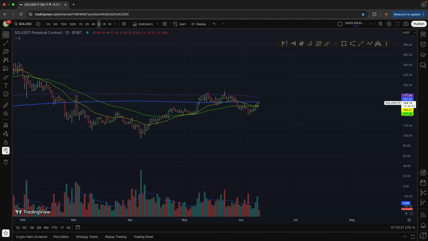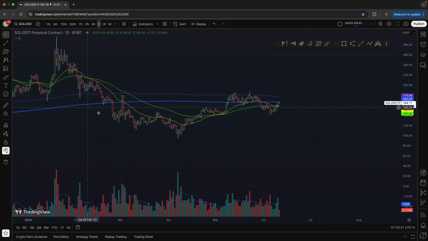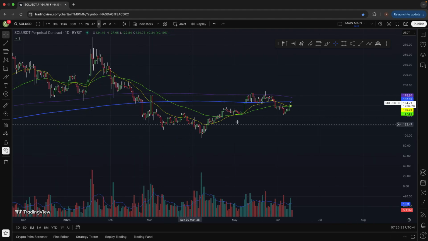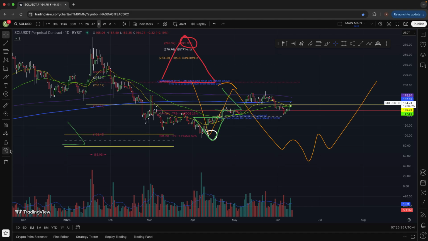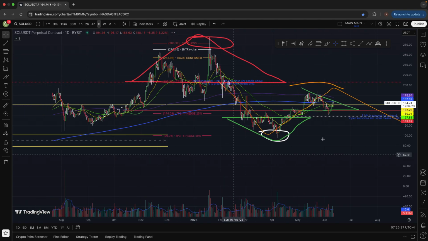If you can get above 175, I already gave you the level of 200. Right now this, in a local range, is an inverse head and shoulder. The inverse head and shoulder is trying to play out. That's what we have over here.